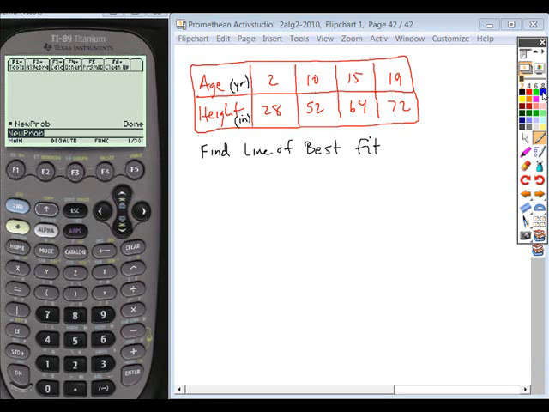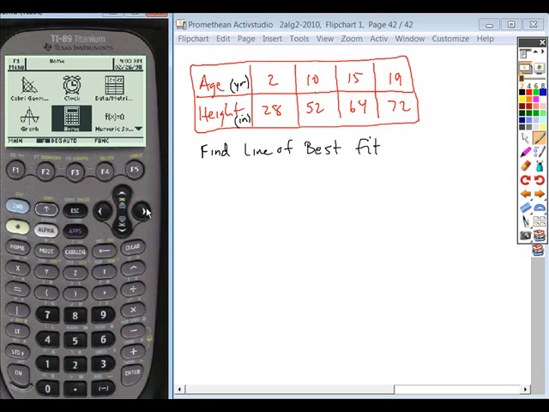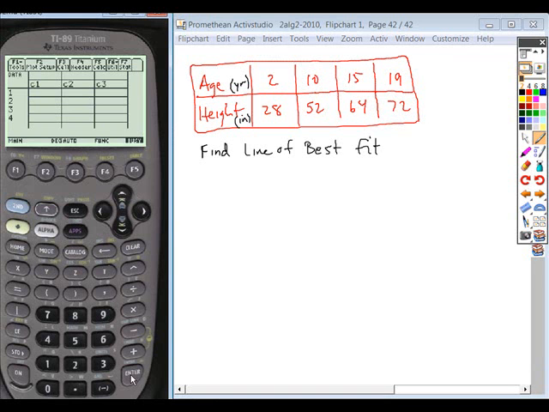Right, if you're looking to find the line of best fit for this set of information, again, you go to your applications, choose Data Matrix Editor, just edit your current one, enter the years in your X column, enter the corresponding inches in the Y column.